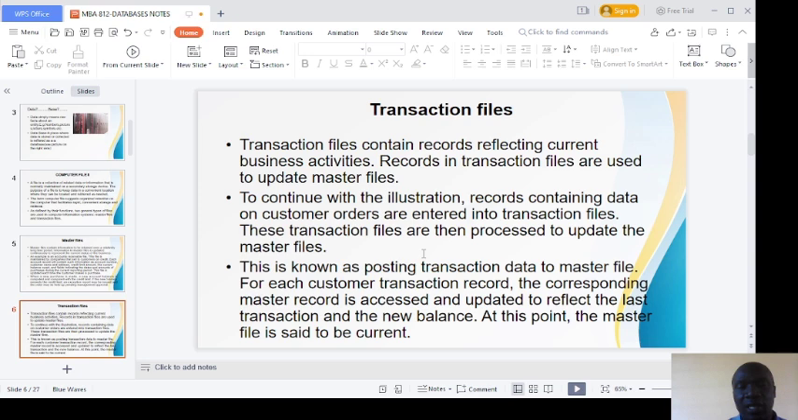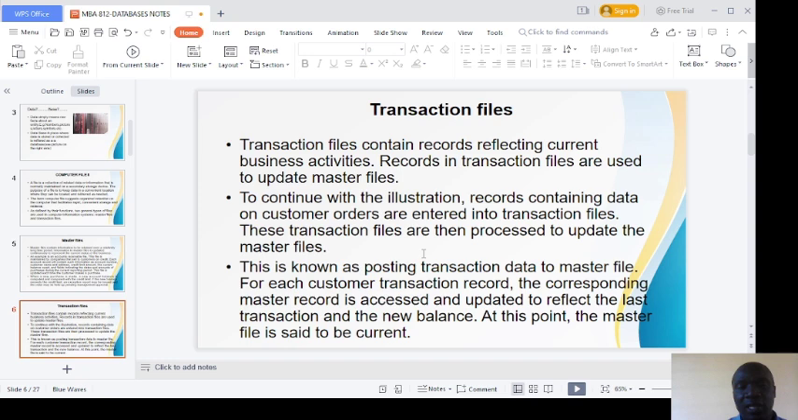Then we could have index sequential, which means there's some kind of index put on the file and then there's some sequence being followed. And then you have random. Random is just from any point. You will start from any point. That's called random organization.